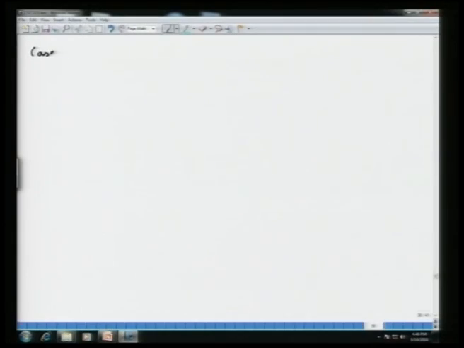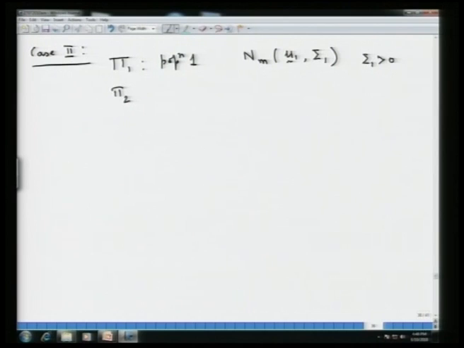Now, we had in the first case looked at the situation where the two multivariate normal populations had the same covariance matrix, only differing by the mean vector. Now, let us look at a more general setup, wherein we have the pi 1 population, which is a multivariate normal population with mean vector mu 1 and covariance matrix sigma 1, where sigma 1 is assumed to be positive definite, and pi 2, the second population, is also a multivariate normal population with mean vector mu 2 and covariance matrix sigma 2, where sigma 2 is also assumed to be a positive definite matrix. So, suppose we have this particular setup.